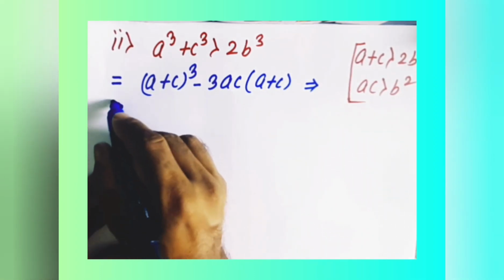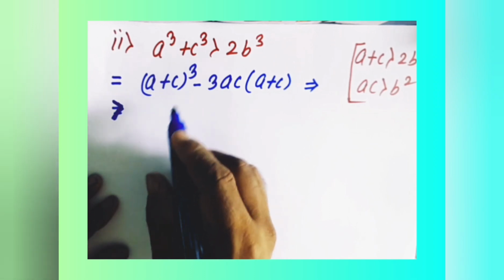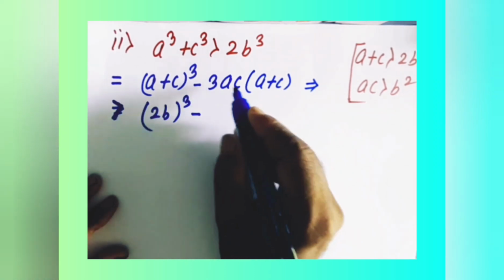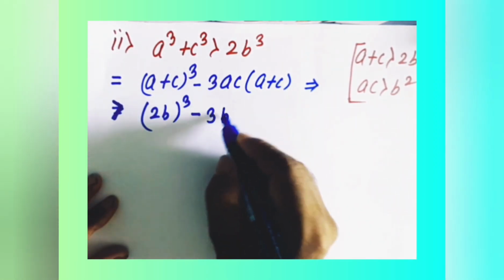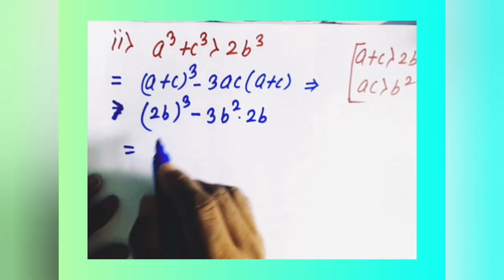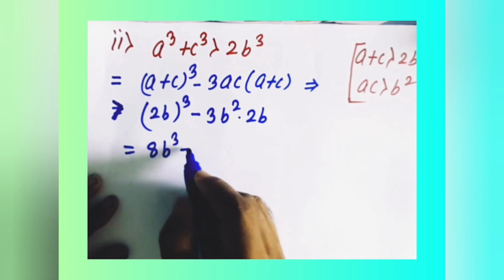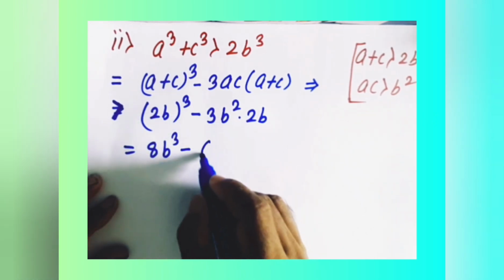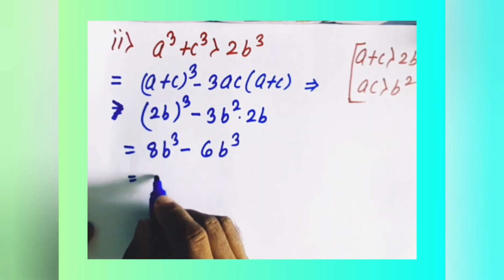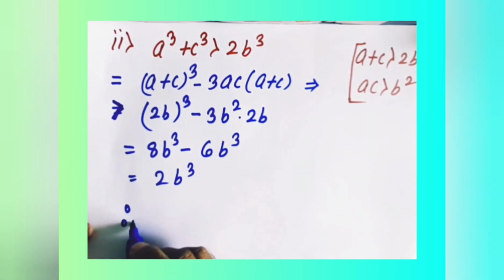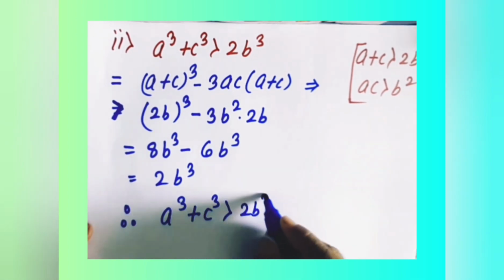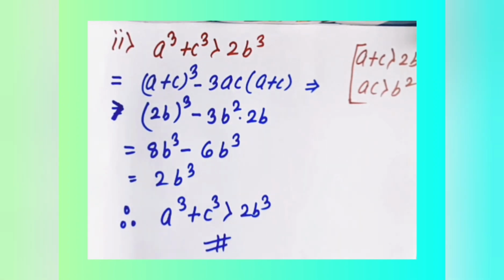While substituting the value of this, we can write it this way, greater than: A plus C means 2B, so 2B whole cube minus 3, AC means B square, and A plus C means 2B. Now the whole cube of 2B is 8B cube minus 3 times 2, which becomes 6, B square into B, B cube. So subtracting this we get 2B cube. So we can write A cube plus C cube is greater than 2B cube. In this way we can prove this type of question.